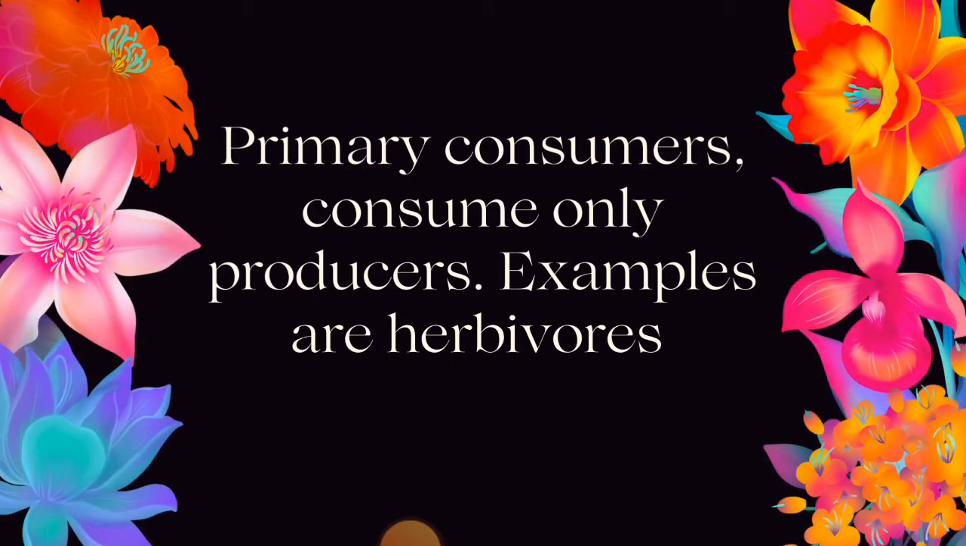See, primary consumers consume only producers. An example is grasshopper. Primary consumers are herbivores. That's animals that eat only grass. Animals that eat only plants. Those are primary consumers, right? Your goats, grasshoppers, name them, rabbits, they consume the producers.